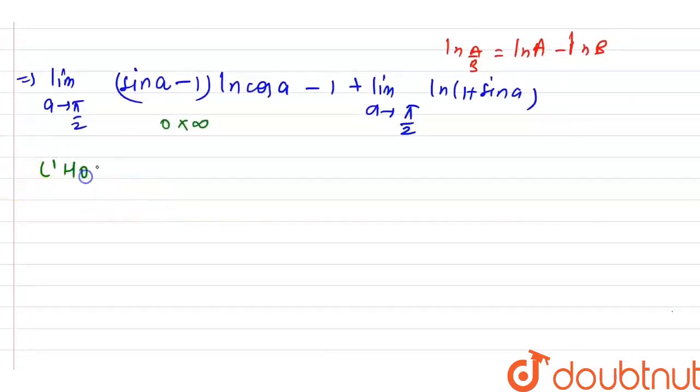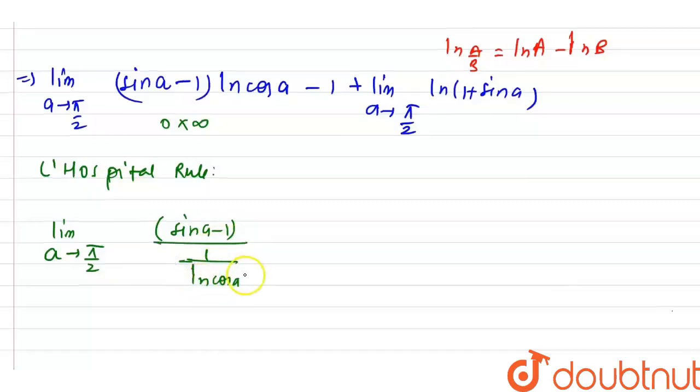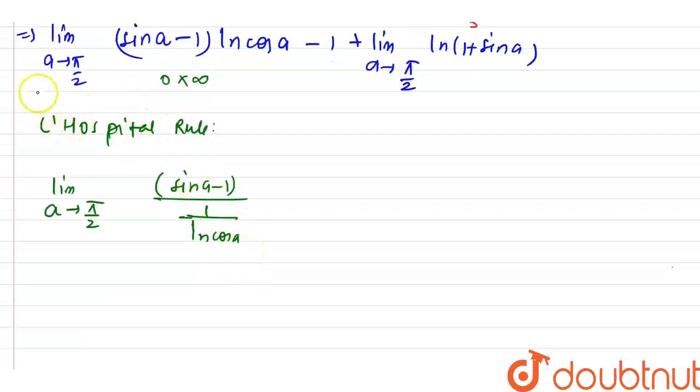I'm going to apply L'Hopital rule here. L'Hopital rule says that when we have an indeterminate term, then differentiate the numerator and differentiate the denominator individually and then apply the limits. But here we don't have any numerator and denominator. That's why I'm going to make the denominator here. So I'm writing this as (sin a minus 1) over (1 over ln cos a). I can write this thing. Hope you understood this point. I'm solving this part only.